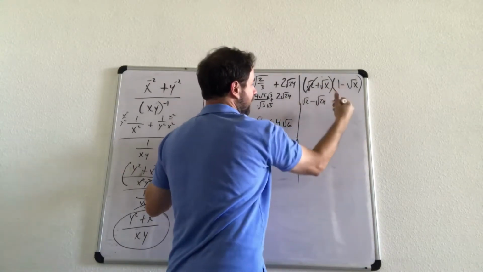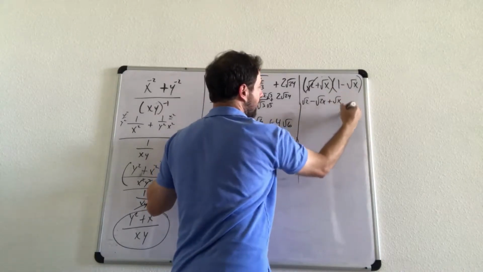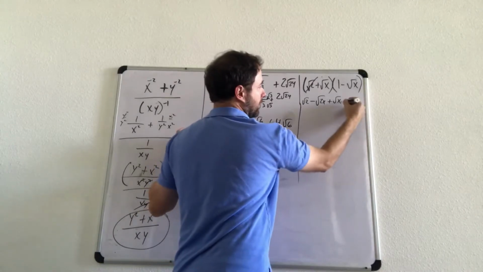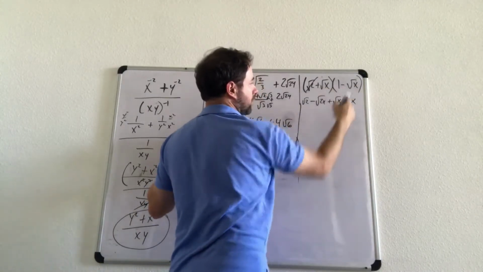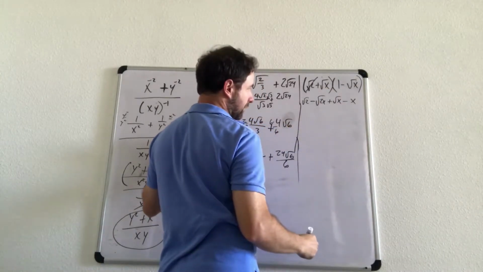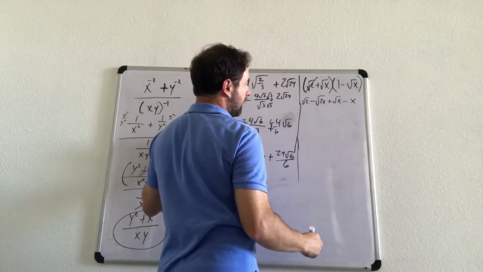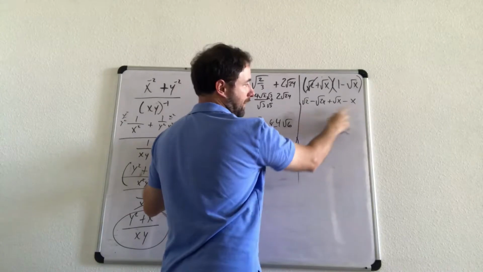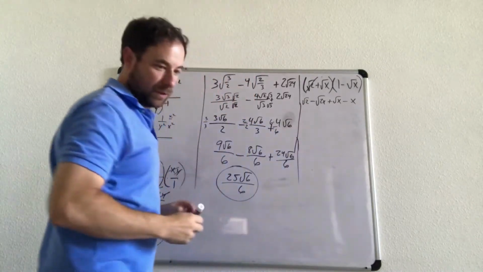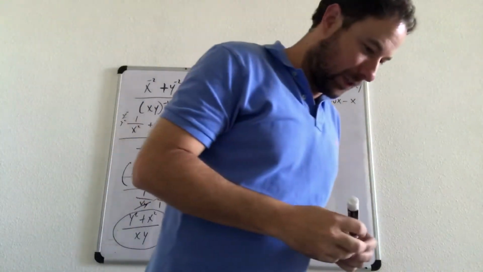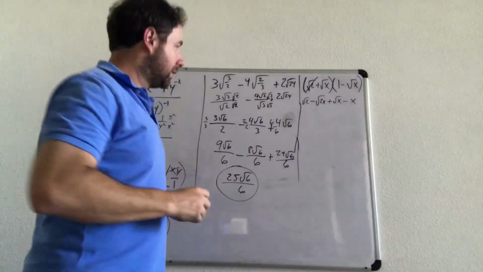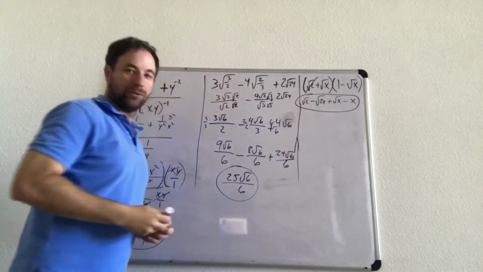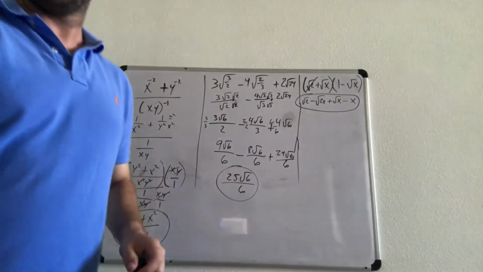So now we go root x times 1, so we get plus root x. Then we do positive root x times negative root x, which is going to be negative x, because any radical times itself is itself. And so what we'll have here is nothing can be added together. So this actually will be our answer, this big complex thing, because there are no like radicals. So you leave it like that.